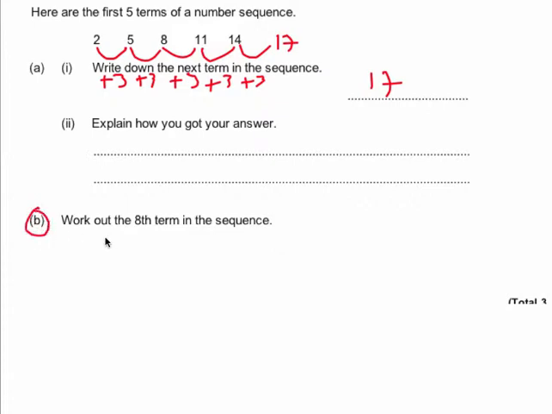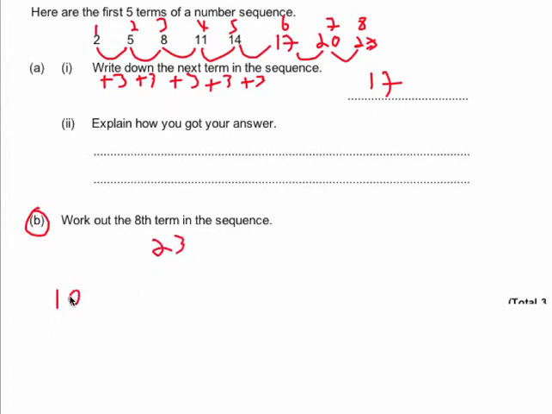Part B, though, we're asked to work out what the 8th term in the sequence would be. Well, we've already got 1, 2, 3, 4, 5, 6. So to find the 7th term would be 20. To find the 8th term would be 23. So it's easy to do when it's a low number, so the 8th term is 23.